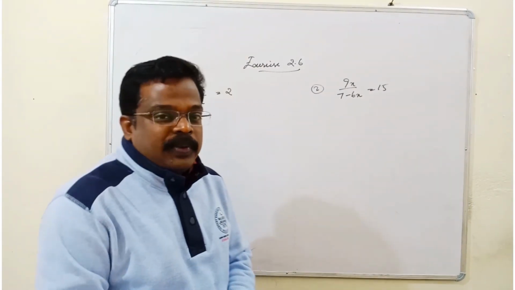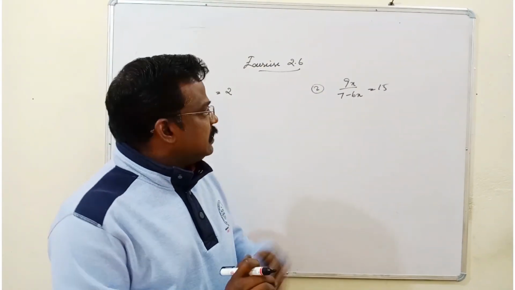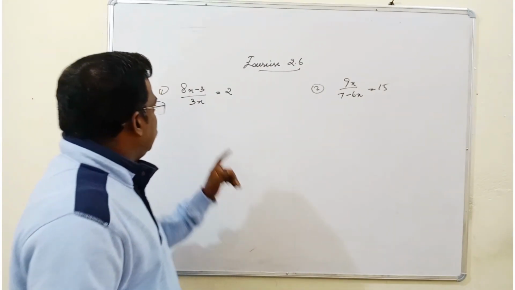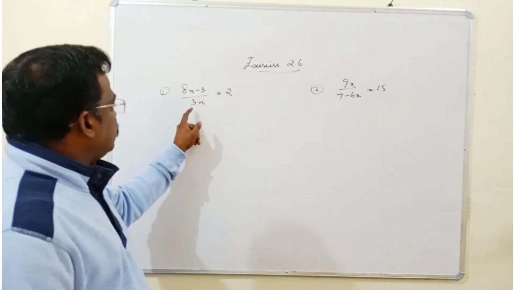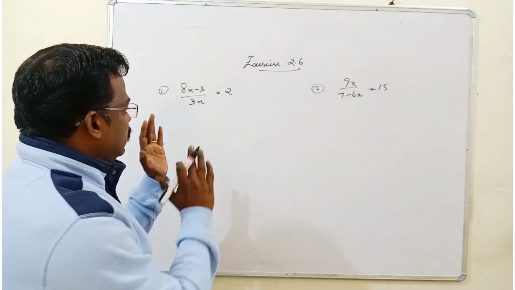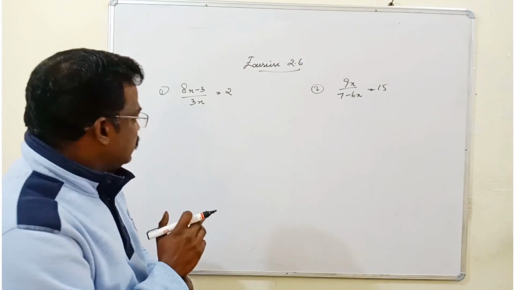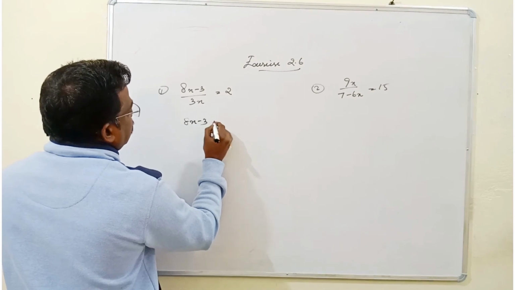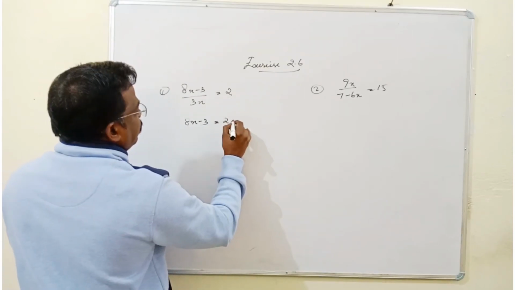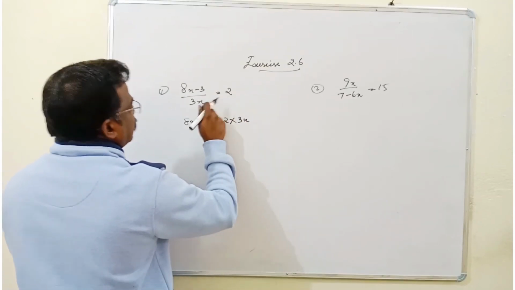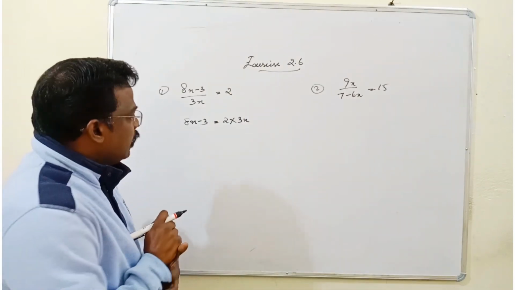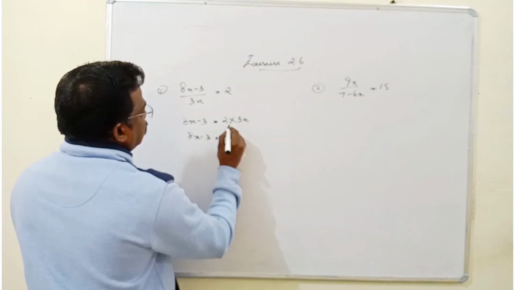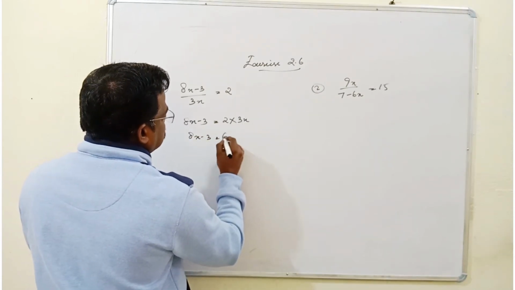Okay, dear students, we are moving to the last part of our chapter, that is exercise 2.6. Here is another type of equation we have to solve. See here, 8x minus 3 by 3x equals 2. So how can we make this a linear equation? 8x minus 3 we keep here and 3x we bring over. The division term, when it comes to this side, we will multiply. So 8x minus 3 equals 2 into 3x, 6x.